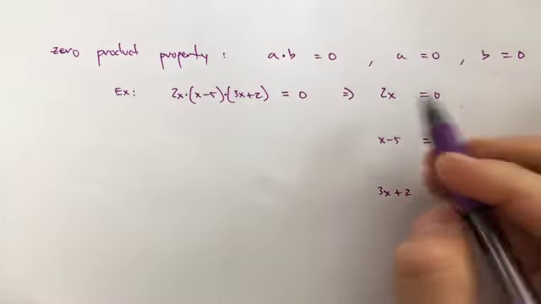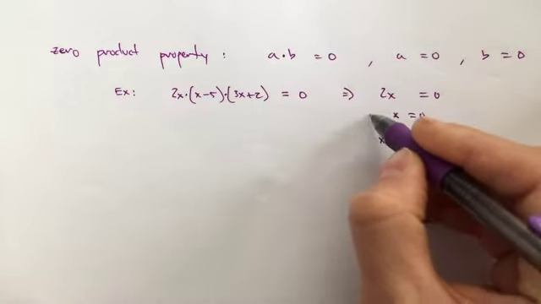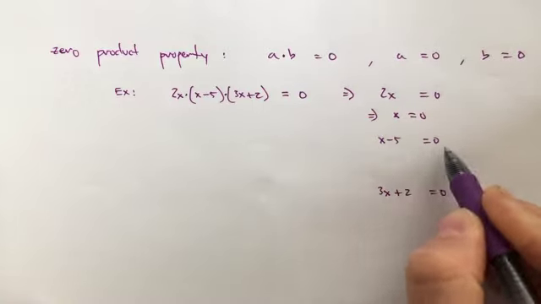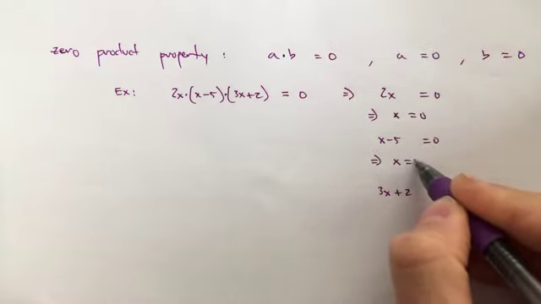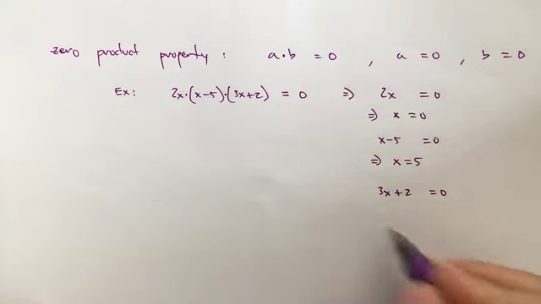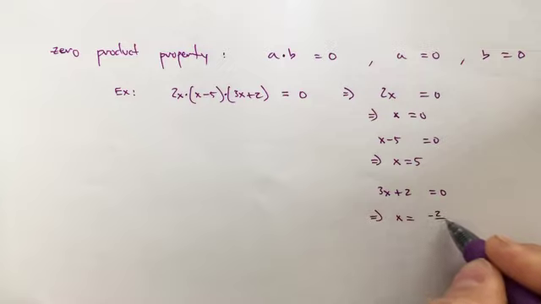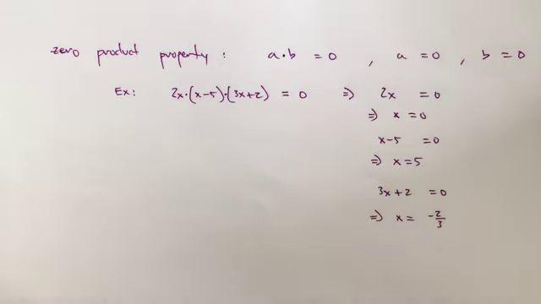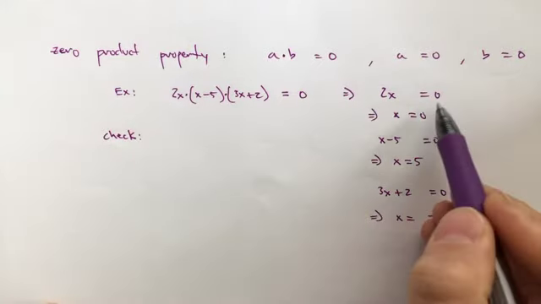So once you have 2x equals 0, you can divide by 2 and get x equals 0. When you have x minus 5 equals 0, you can add 5, and that means that x equals 5. And here, 2 steps, we'll subtract 2 and then divide by 3. So we should get x equals -2/3. Okay? If we wanted to check to make sure that this works, we could plug in 0.